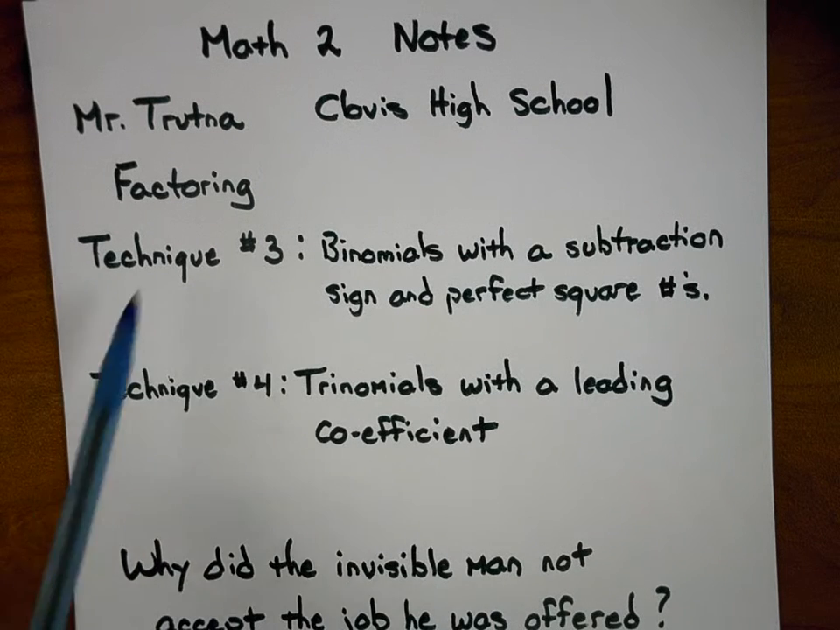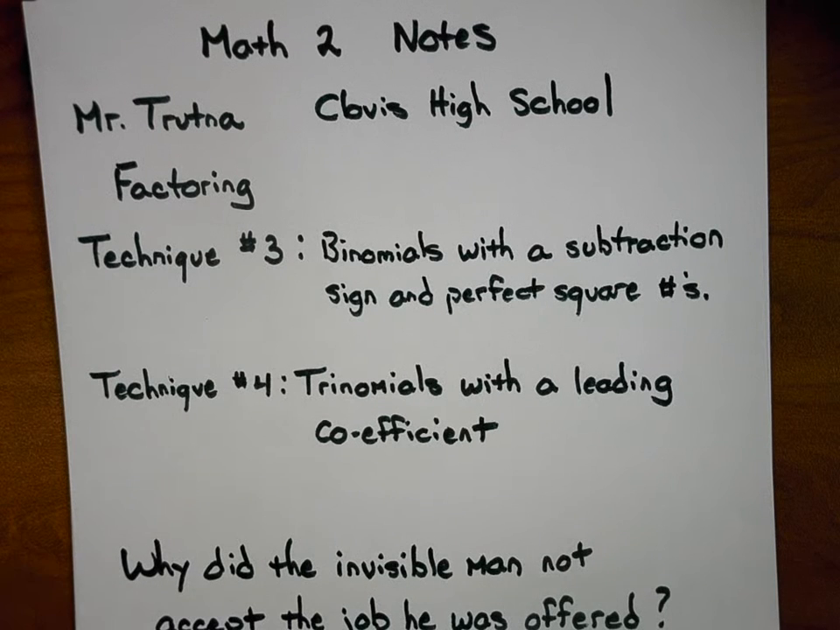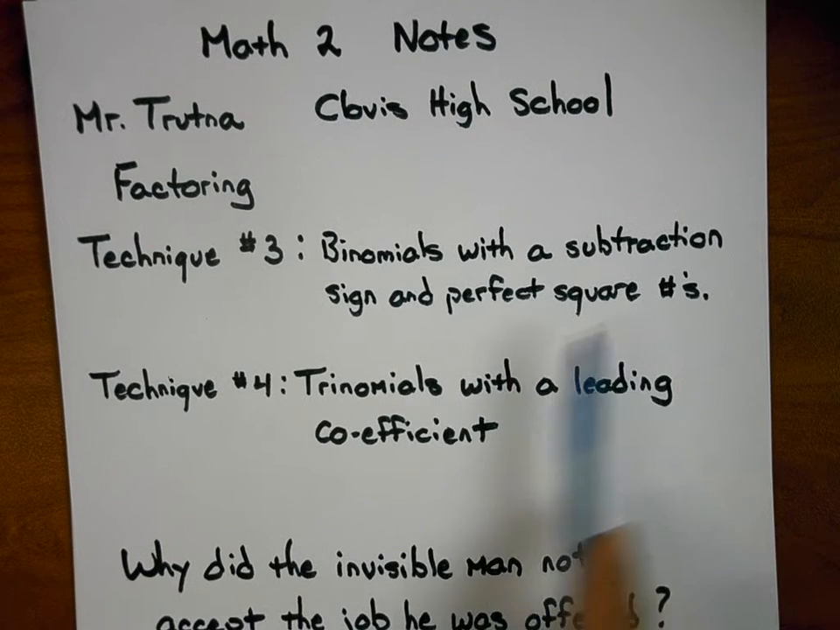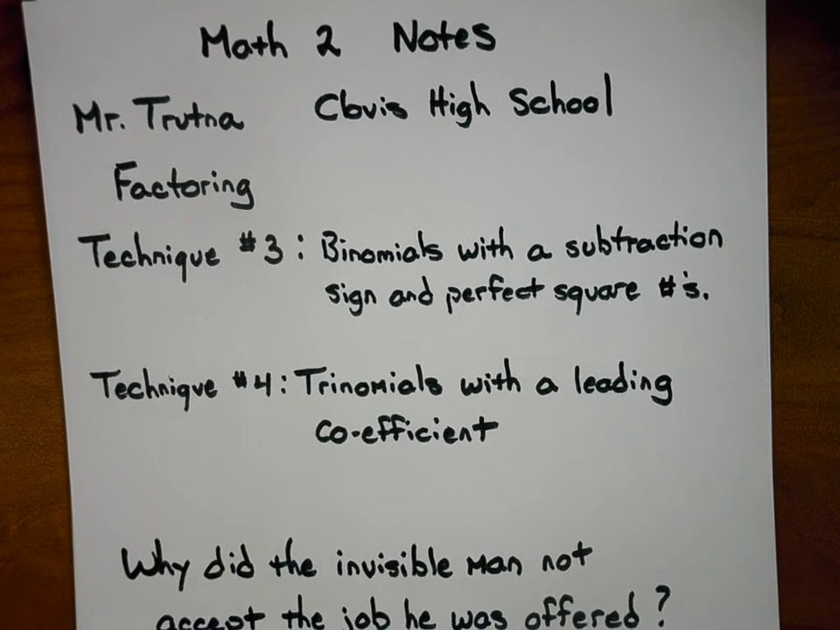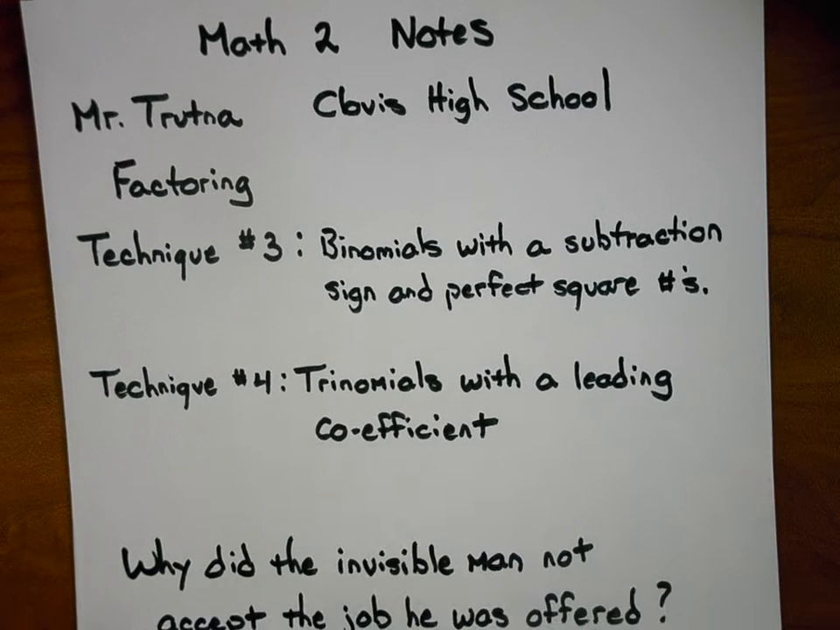We're going to go over factoring, and today we're going to go over technique number 3, which is binomials with a subtraction sign and a perfect square number. And then we're going to go over technique number 4, which will be trinomials with a leading coefficient.